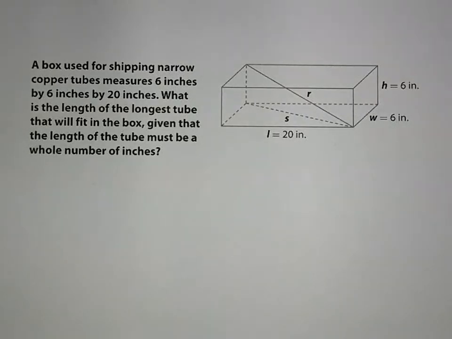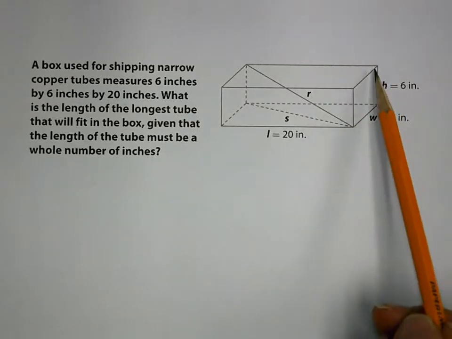Today we're going to be working with the Pythagorean theorem in three-dimensional shapes, either rectangular prisms or cubes. All of these shapes have right angles at their corners.